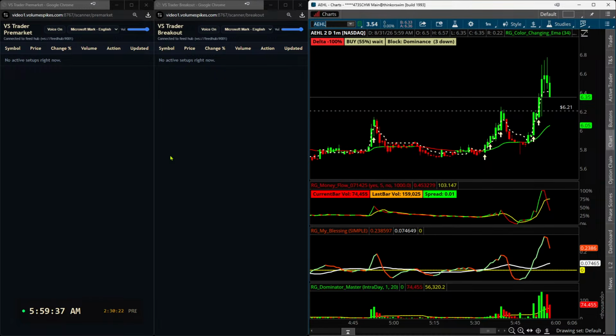Scanners are temporarily blank. People are taking profits.